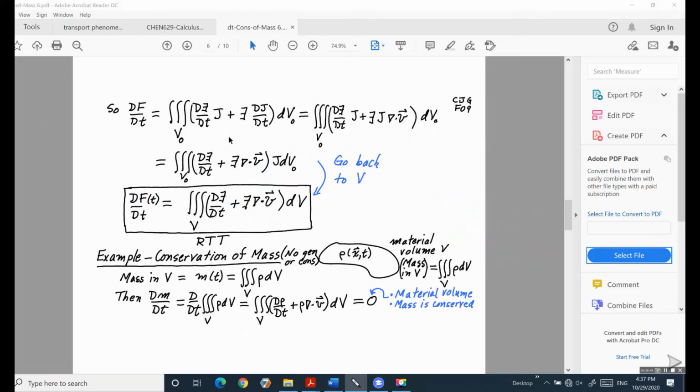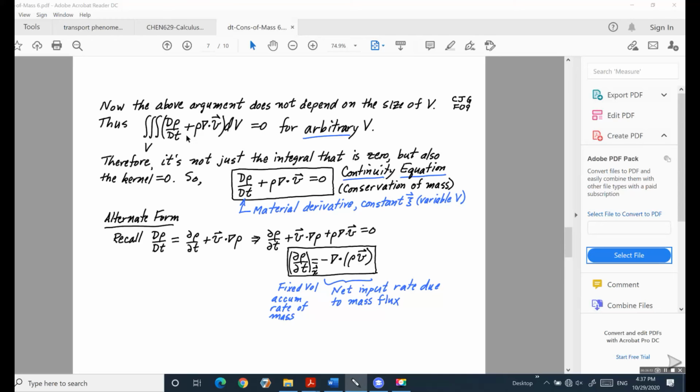Then I have that form. Therefore, not just the integral is zero, but also the kernel is zero. I take this out in this form, and this is equal to zero, because the differential volume cannot be zero. What should be zero? This should be zero. Then I call this the continuity equation, conservation of mass. So what is the result? The material derivative of rho with respect to t, plus this term, rho multiplied by the divergence of v, should give the result of zero. This is the constant, and I'm taking the constant initial starting points.